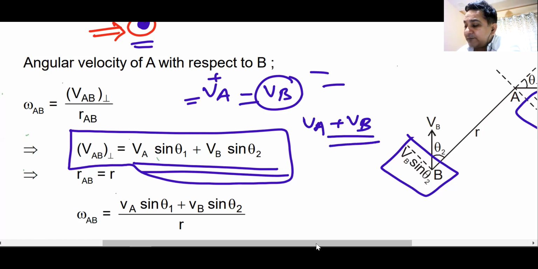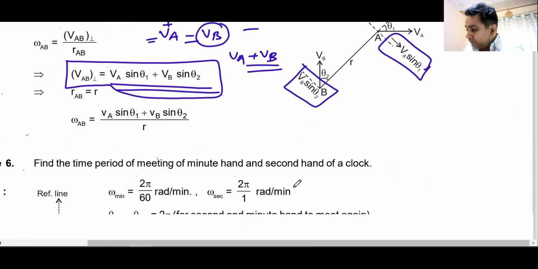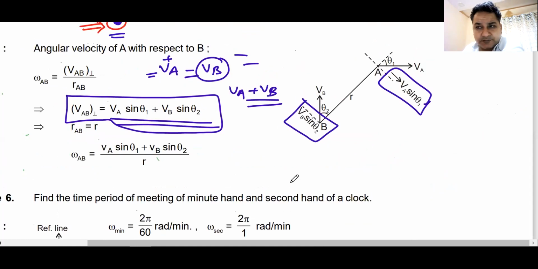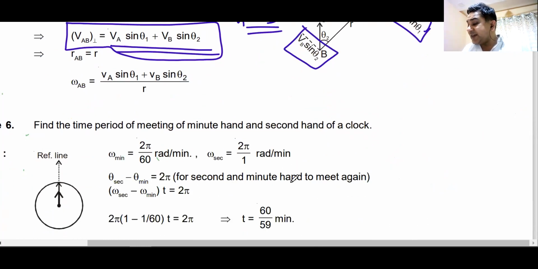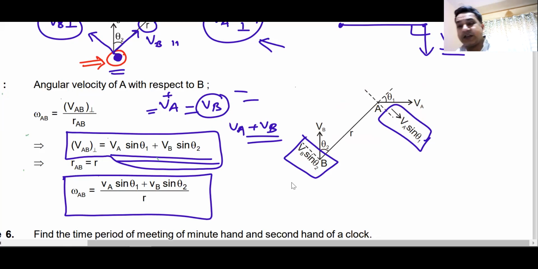Do we understand this, beta? That it gets added up? It is the same as finding the relative velocity. When two things are moving towards each other, you subtract. When they are moving away from each other, you add. You remember that? So it becomes VA sine theta 1 plus VB sine theta 2, divided by R. This is the angular velocity of A with respect to B.